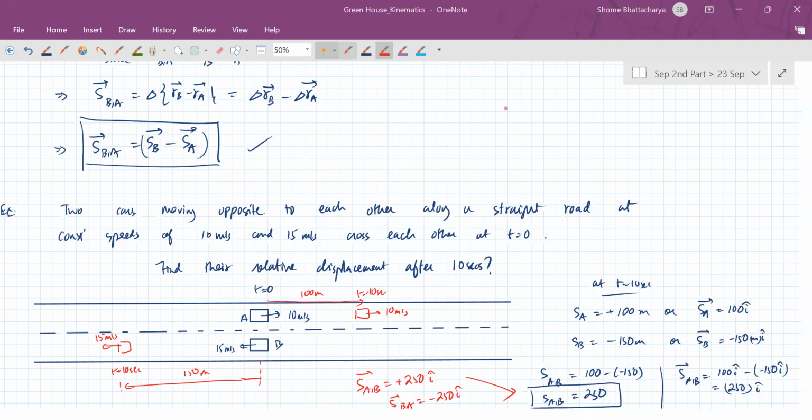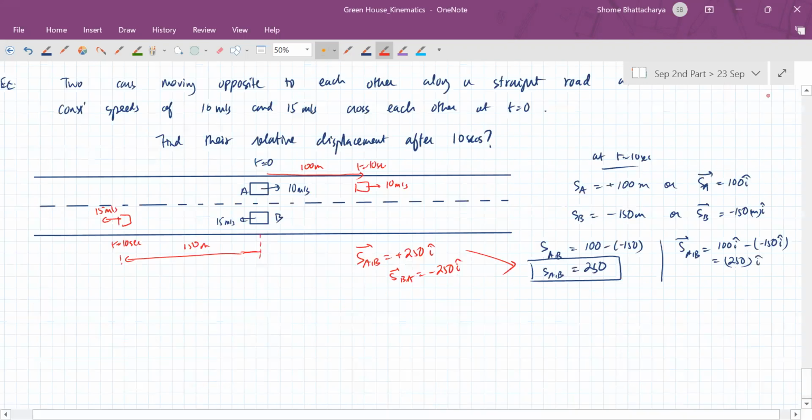Okay, Akshat, so hope you have understood how to get the vector difference.